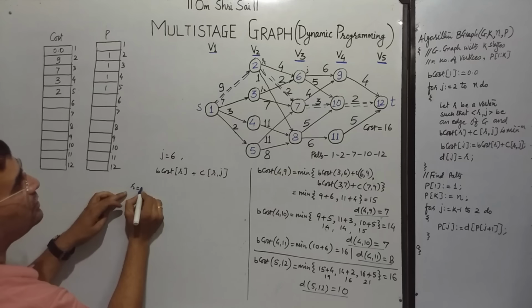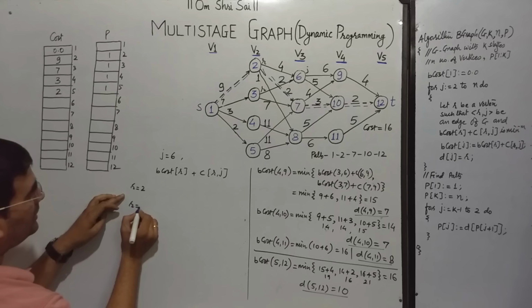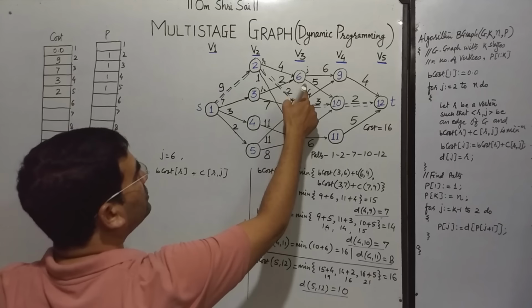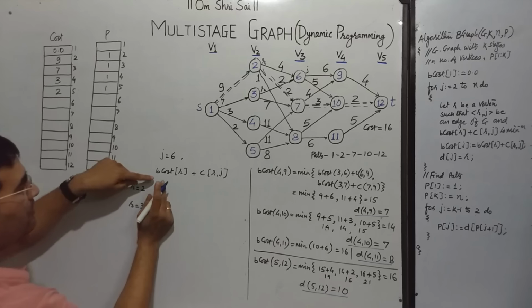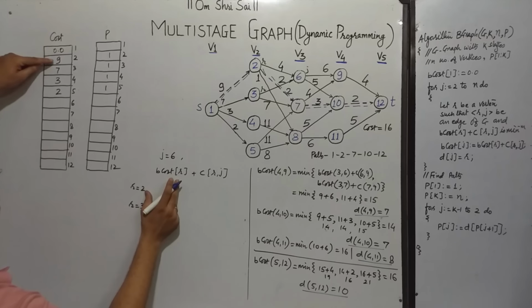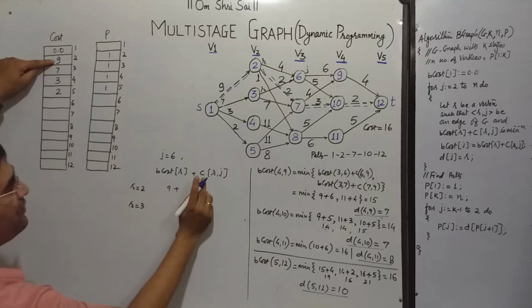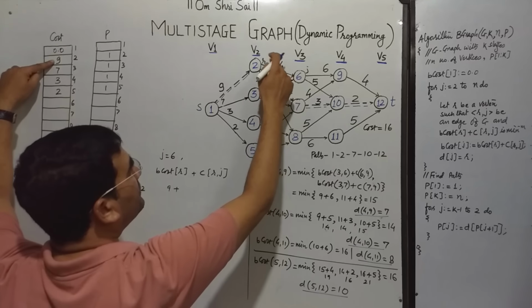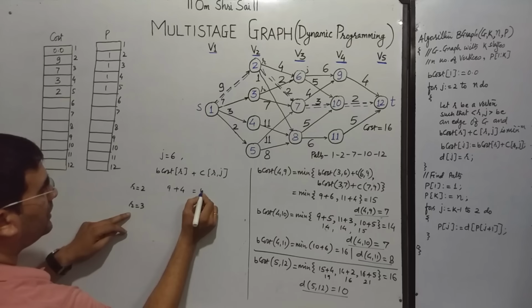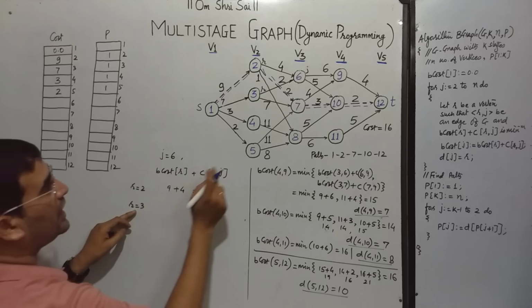r is equal to 2, r is equal to 3. For j equal to 6, r may be either 2 or r may be 3. So we'll calculate that. r is actually 2. So cost of 2 is 9 plus what is c of r j. 2 से 6 पर जाने का जो रास्ता है वो that is 4. This will be 13. Now we will calculate this value for r is equal to 3.